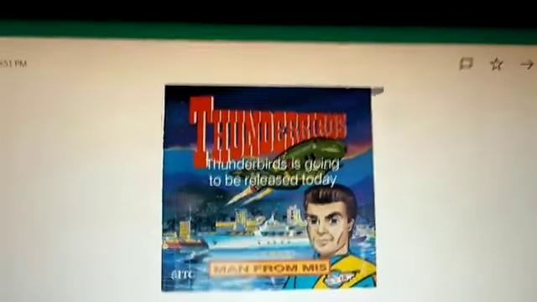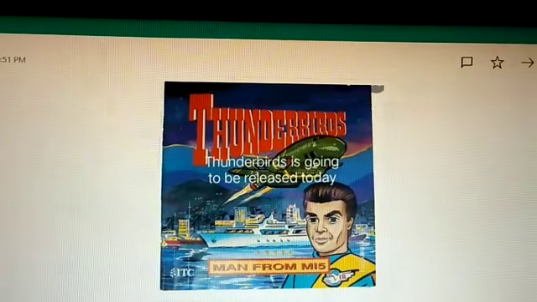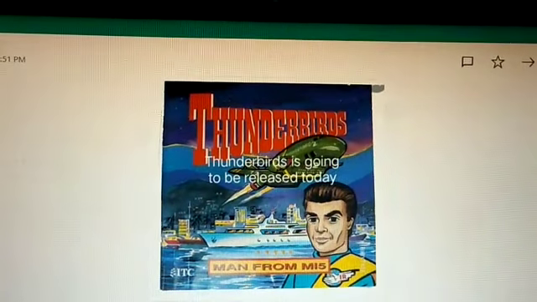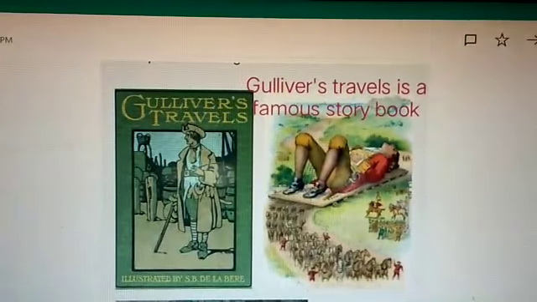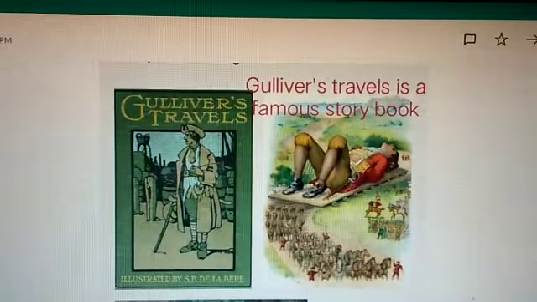Next example, Thunderbirds is going to be released today. It is a film. Next, Gulliver's Travels is a famous storybook. So all these take up only singular verb.